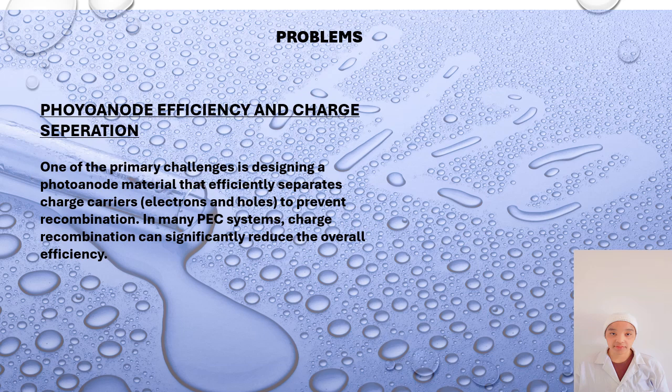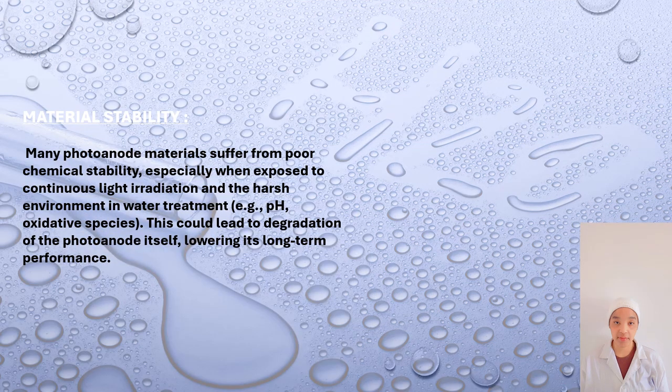One of the main problems is creating a material for the photoanode that can separate electrons and holes effectively. If they combine, it reduces the system's performance. Many photoanode materials are not very stable chemically, especially when they are exposed to constant light or harsh conditions in water treatment, like changes in pH. This can damage the photoanode over time, reducing how well it works in the long run.